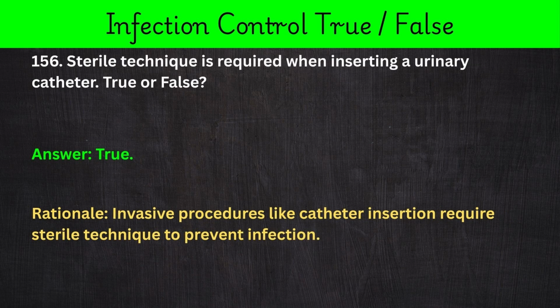156. Sterile technique is required when inserting a urinary catheter. True or false? Answer: true. Rationale: invasive procedures like catheter insertion require sterile technique to prevent infection.